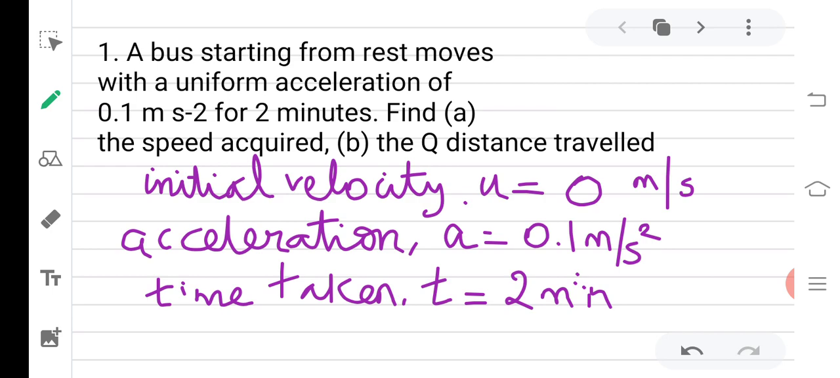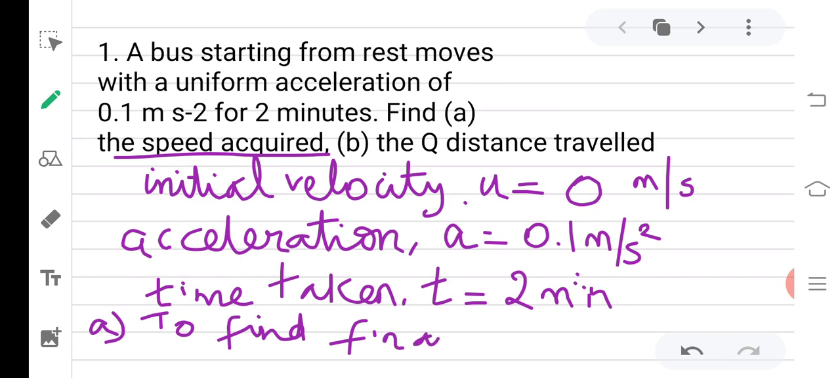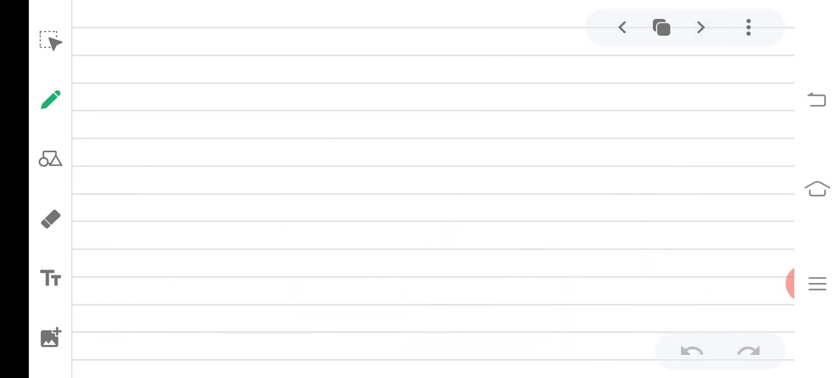Now we are asked to find out the speed acquired. It means you are asked to find the final velocity. So first thing is to find the final velocity, that is v. Next you have to find distance. So now let us use the equations of motion.